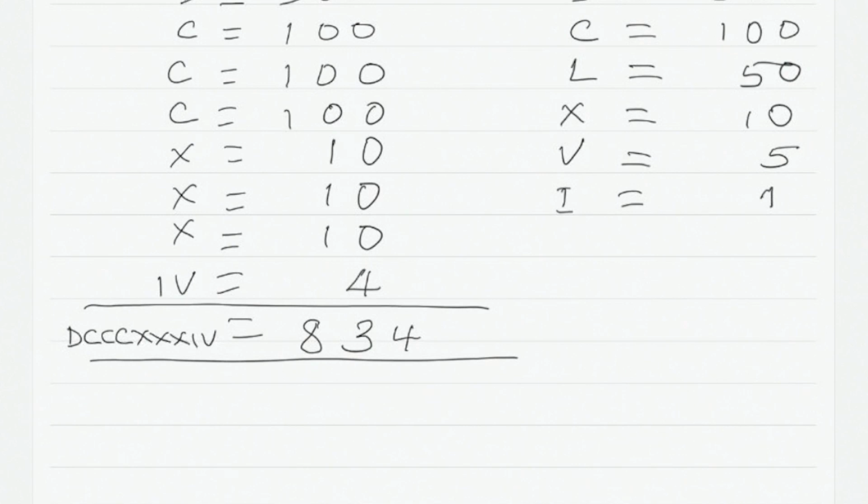So if we are to add, we are going to say 500 plus 100, that will give us 600, 700, 800, 810, 820, 830, 834. That is our answer. If you don't want this way, you can put it in this way. The same answer.